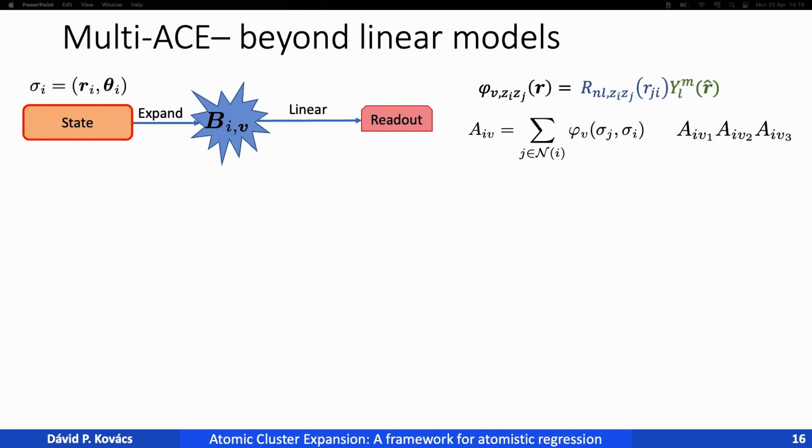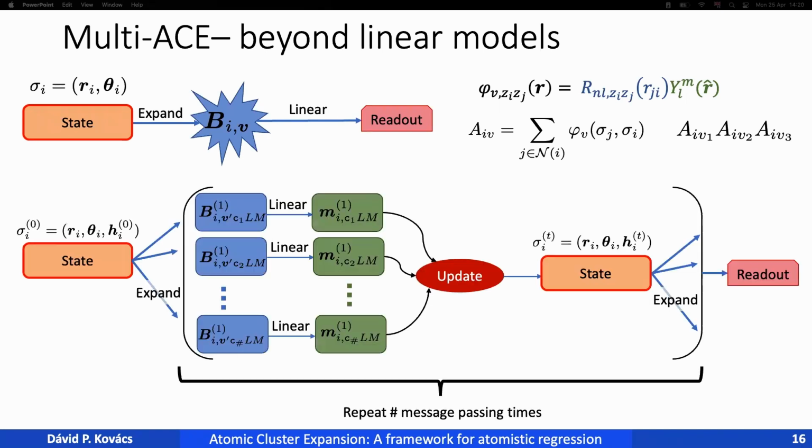So let's see what the ACE is that I presented. The atomic cluster expansion starts with the state of an atom, and it expands its neighborhood in this B basis, and then applies a linear transformation to get a readout. The readout can be energy, dipole, or whatever you are interested in. What we can do differently in something that we call multi-ACE is that we can have a set of these B basis functions, not one but many, and each of them can learn to attend to different chemical elements, and they can all have different radial basis functions, for example.